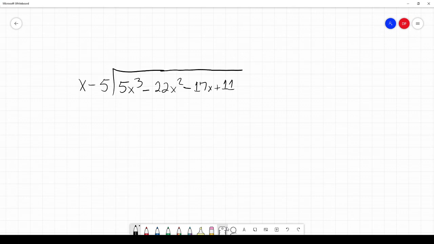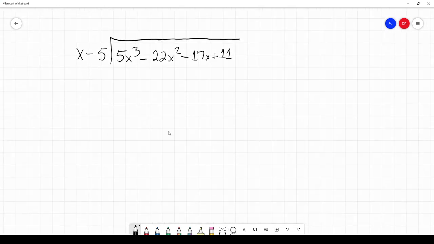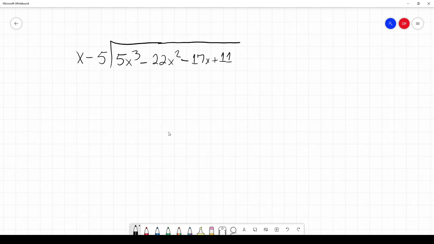Alright, so I've switched over to a whiteboard here so we can write this out. So here's our problem. So we write it out like this, just like you were doing division on numbers, which you learned probably in 4th or 5th grade. So the process goes like this.